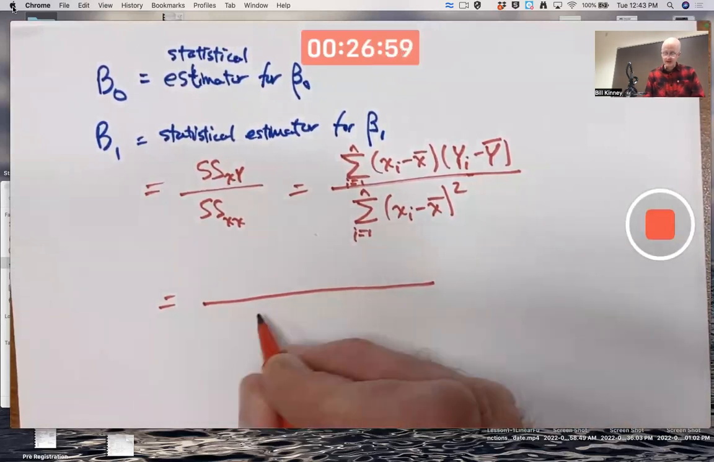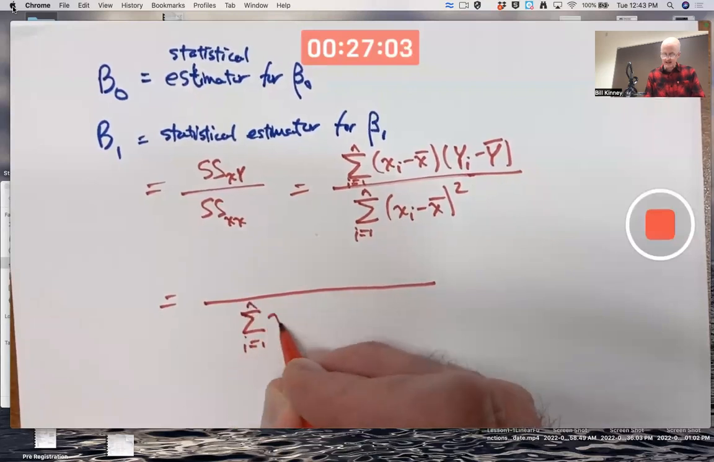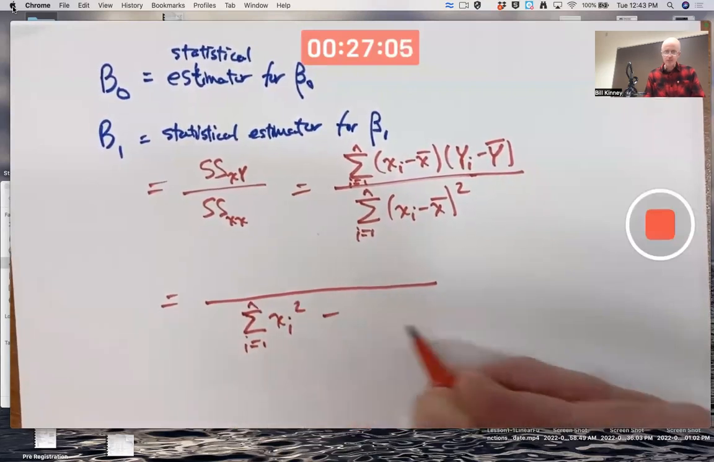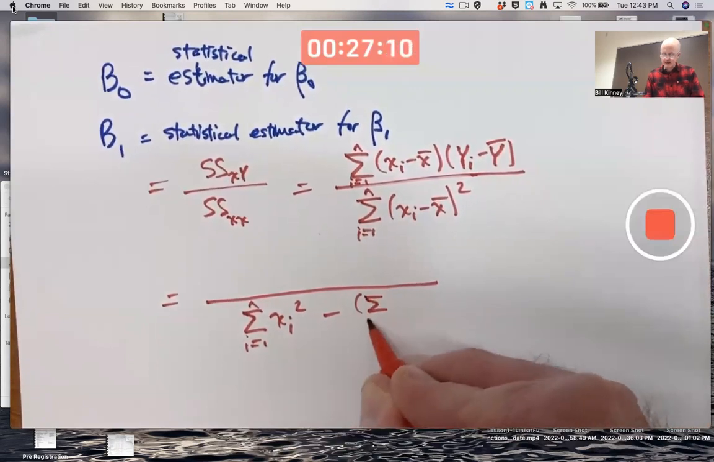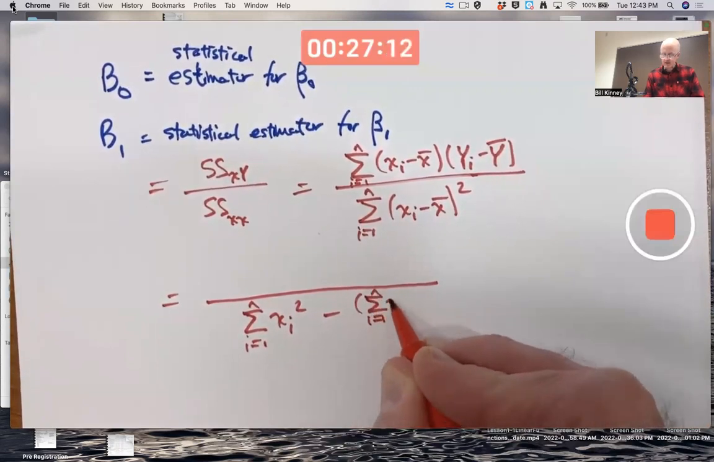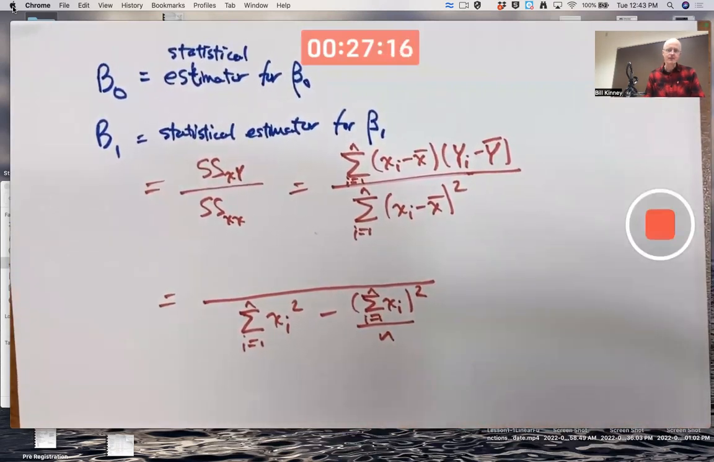The one on the bottom ends up being the sum i goes from 1 to n of xi squared minus, it turns out, the sum of the xi's quantity squared over n. I didn't prove that just now. You're just trusting me. The reason I remember that is I taught it many, many times.